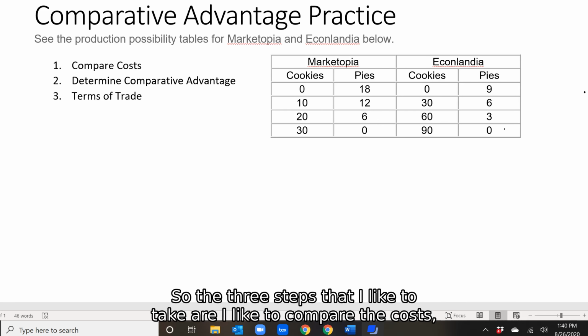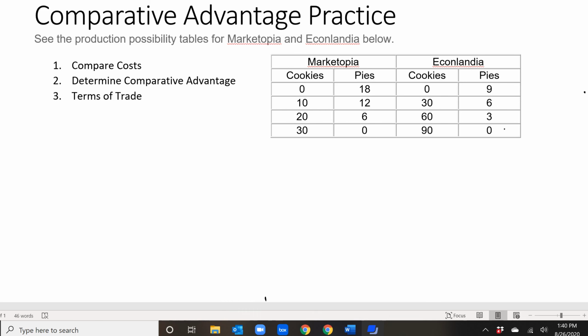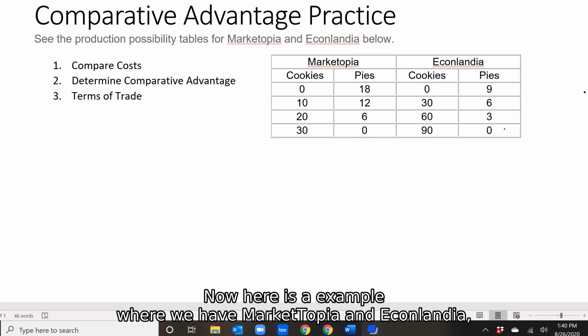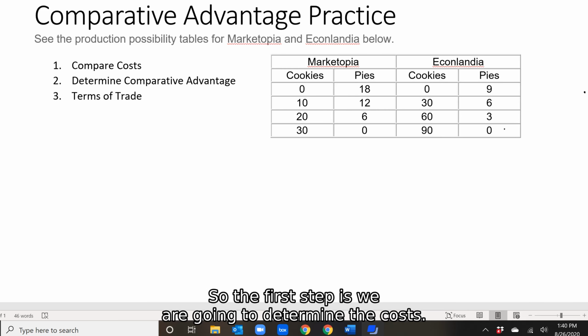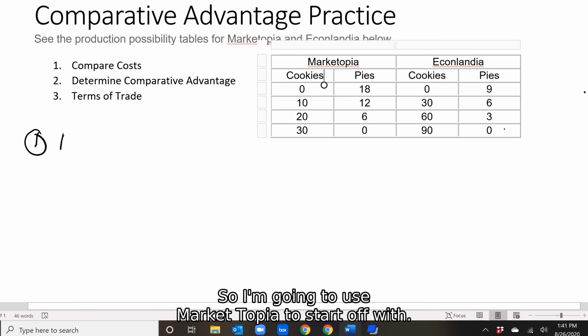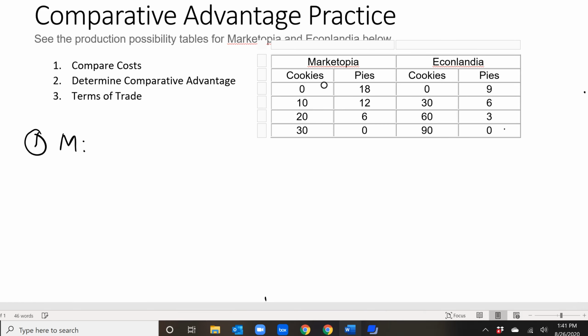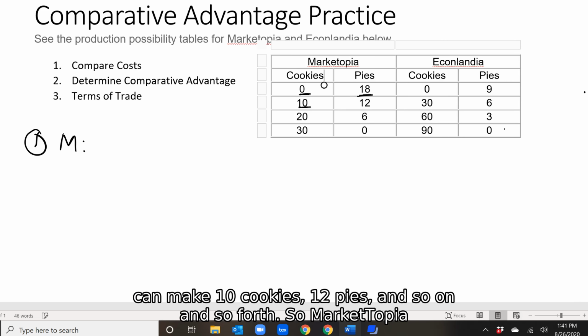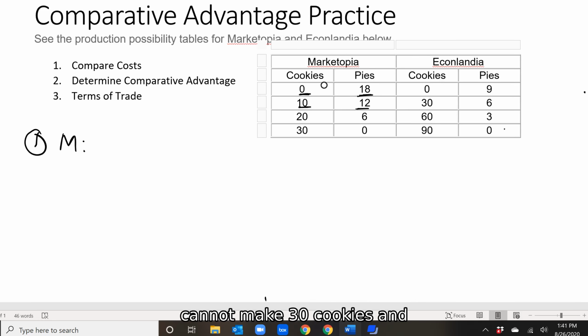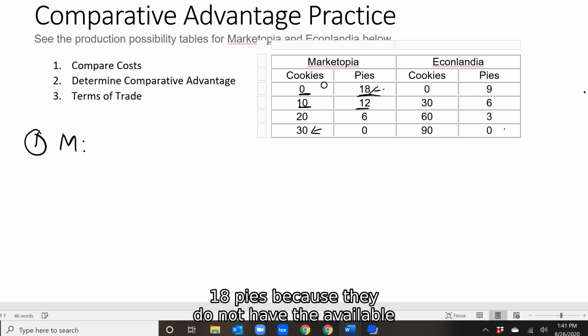So the 3 steps that I like to take are, I like to compare the costs, then we determine who has the comparative advantage, and then we figure out the terms of trade. Now here is an example where we have Marketopia and Econlandia, and they're just 2 different countries and they make cookies and pies. So the first step is we are going to determine the costs. I'm going to use Marketopia to start off with. They can either make 0 cookies and 18 pies, they can make 10 cookies, 12 pies, and so on and so forth. So Marketopia cannot make 30 cookies and 18 pies because they do not have the available resources to do that.